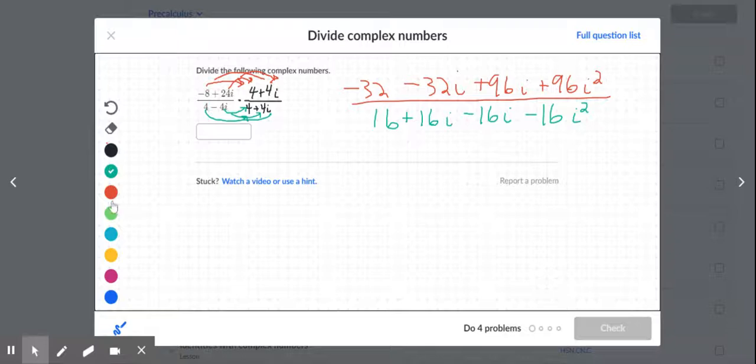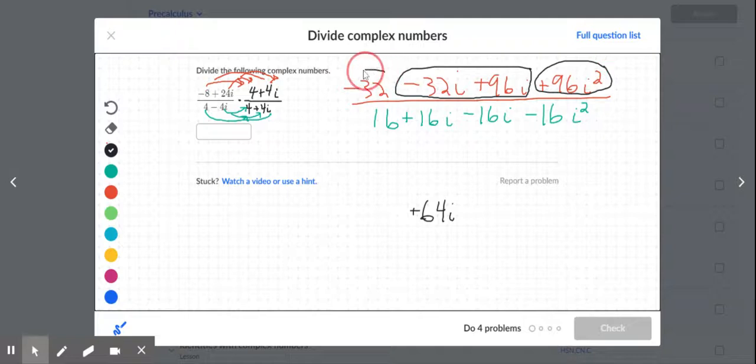All right, now let's clean up everything. First off, on the top, we can combine these. That will turn into, let's see, positive 64i. Also, we can combine this and this, just like in the last lesson, right? i squared makes this number the opposite of what it is, so minus 96. So negative 32 minus 96.